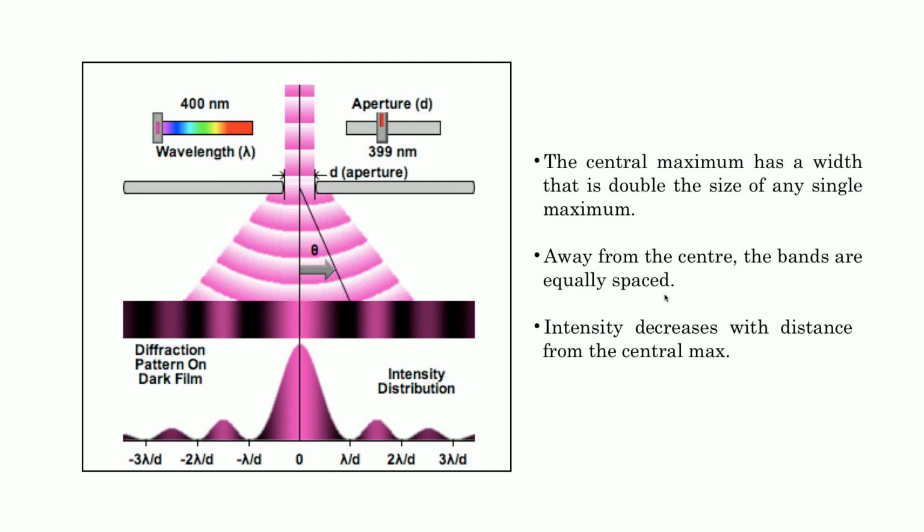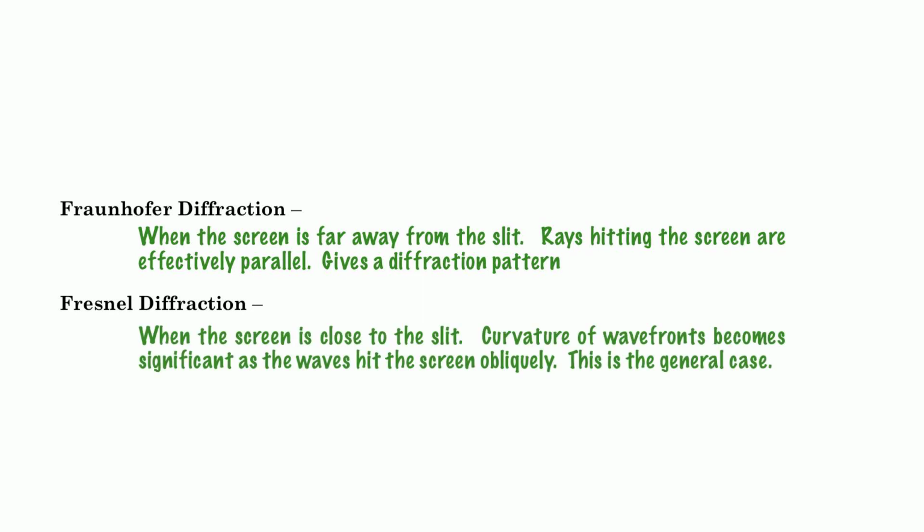Now, there's two different types of diffraction. We're not going to talk about them for very long, but Fraunhofer diffraction and Fresnel diffraction. Fraunhofer diffraction is basically when the screen is very far away from the slit. Okay, so the rays that are hitting the screen are effectively parallel, and that gives a diffraction pattern, of course. Fresnel diffraction is when the screen is close to the slit, and so the curvature of the wave fronts becomes significant. And this is generally how we treat things. This is just more for interest's sake at this point, as we're studying this, because what we're going to do is we're basically going to treat this as being the general case, and this is in general what we're looking at.